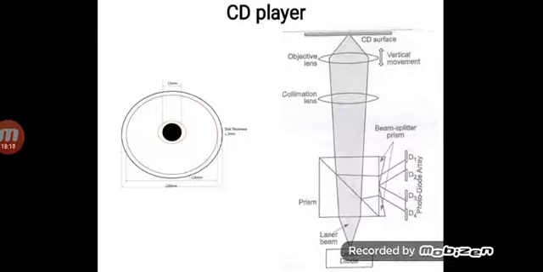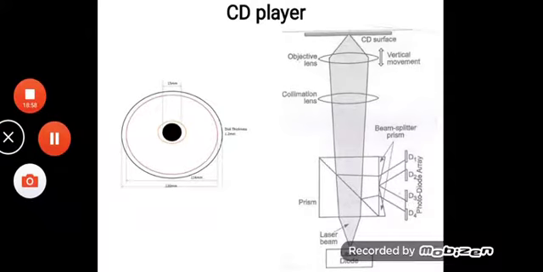So once the laser beam hits the surface, if it hits a flat, there will be a higher amount of reflection, and if it hits a pit, there will be a very low amount of reflection. So that way we have the laser beam focused on the surface, and by analyzing how much reflection comes back after the laser beam strikes the CD surface, we can judge whether it has come from a pit or from a flat.